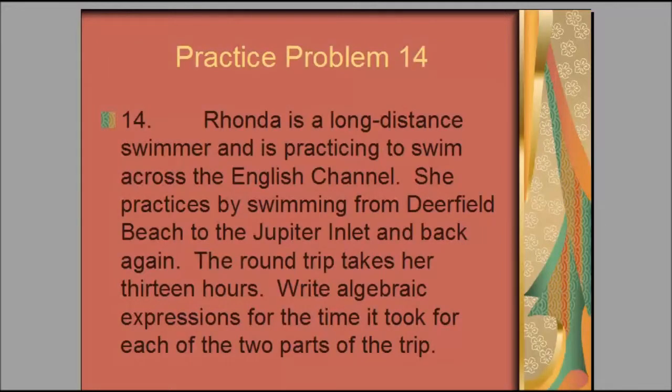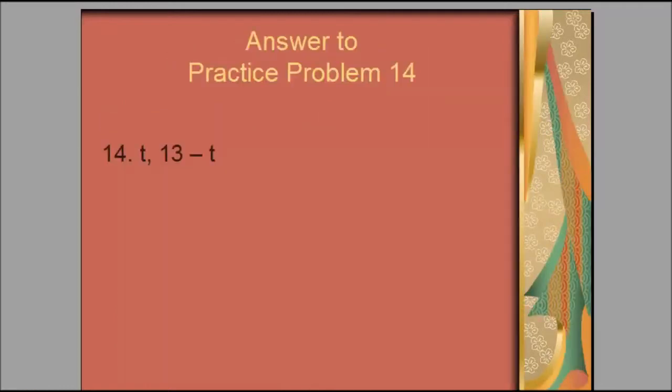Practice problem 14. Rhonda is a long-distance swimmer and is practicing to swim across the English Channel. She practices by swimming from Deerfield Beach to the Jupiter Inlet and back again. The round trip takes her 13 hours. Write algebraic expressions for the time it took for each of the two parts of the trip. The answers are t for time and the total minus t, 13 minus t.